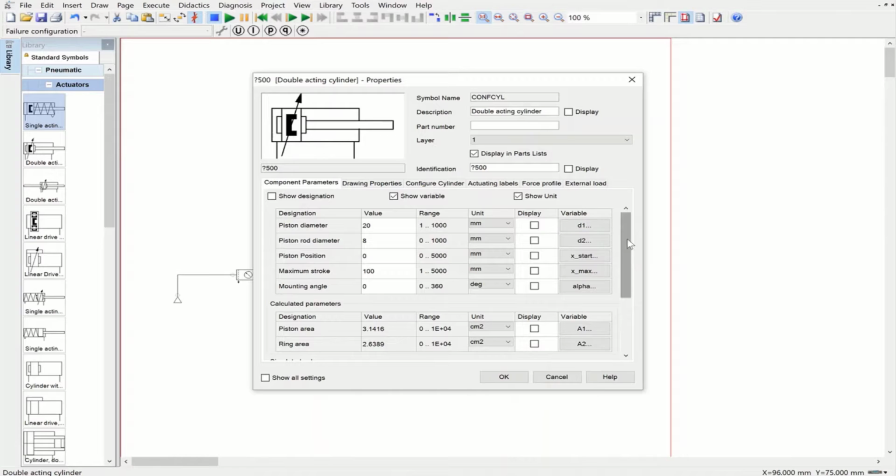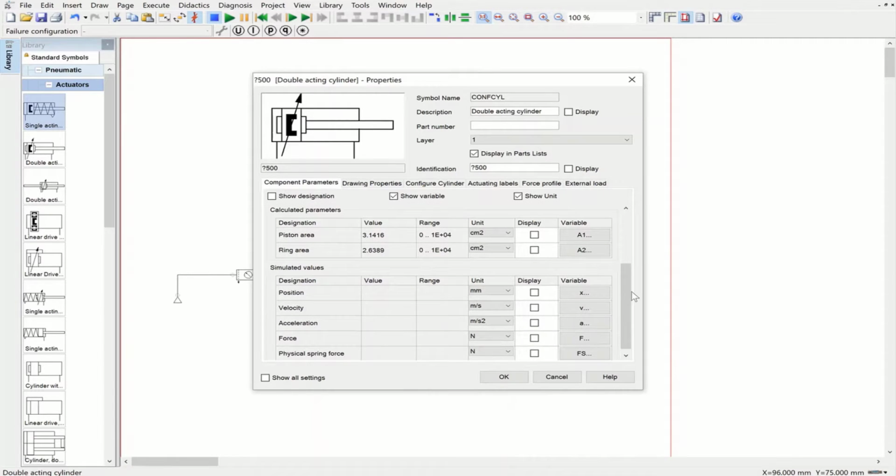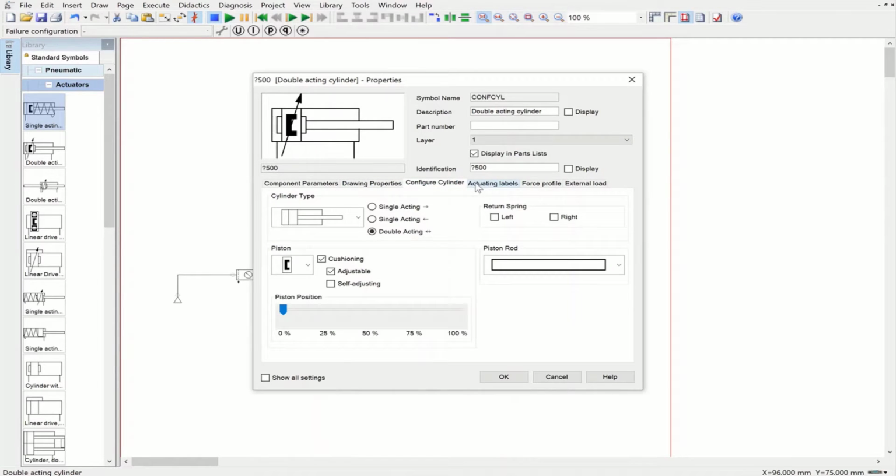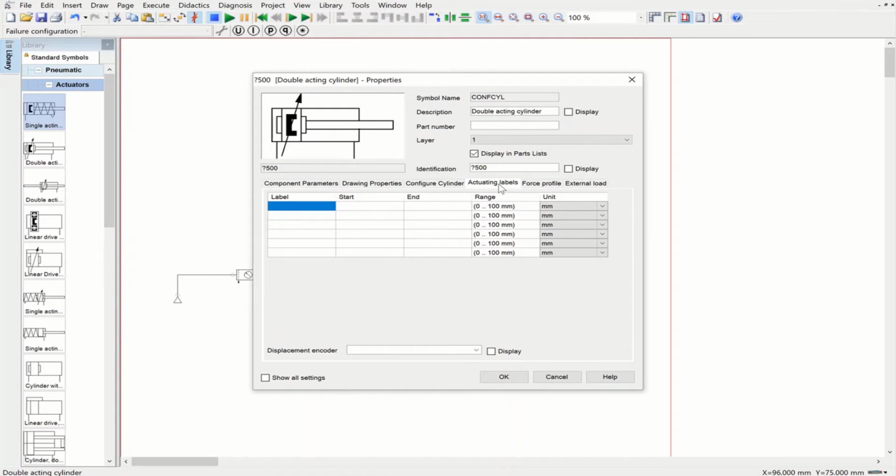And then we have all those simulated values, as you see in here: the position, velocity, acceleration, force. But here we don't have any spring, therefore the physical spring force, if we display it, is going to be 0 for this application. Similarly, we have the drawing properties, configure cylinder, actuating labels, right? The same cushioning as you see in here, we already have that. Actuating labels, we already discussed how they work, and we will see lots of examples.